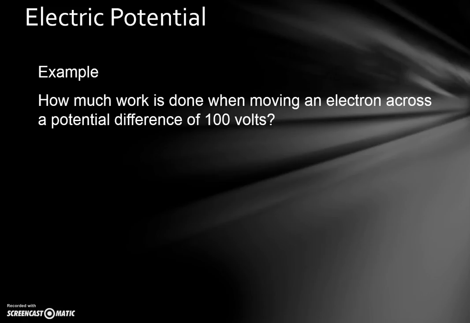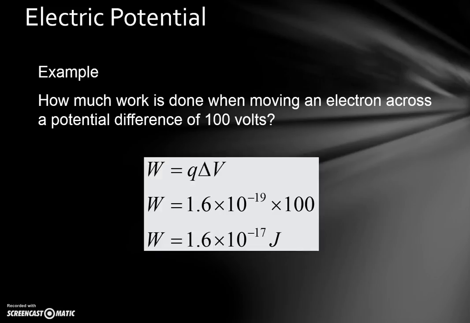An example: how much work is done when moving an electron across a potential difference of 100 volts? So how much work we need to do is the Q times our potential difference. If we're talking about an electron, it's going to have a charge of 1.6 times 10 to the neg 19 coulombs, and it's going across 100 volts. So coulombs cancel out, so our units of work, it's a type of energy, so it's going to be in joules. So we end up with 1.6 times 10 to the neg 17 joules as how much work has to be done.